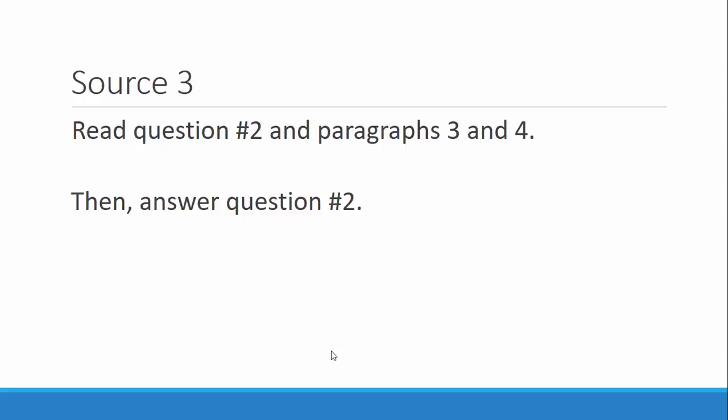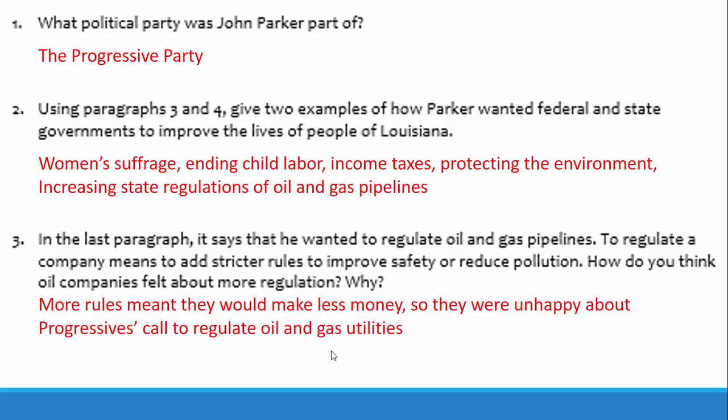All right, let's review number 2. Women's suffrage. Some of the things that he fought for were women's suffrage, like many other progressives, ending child labor, getting income tax, protecting the environment, and increasing state regulations of oil and gas pipelines. We talked about that in the notes. He wanted to regulate the oil and gas to make them less likely to pollute the earth or take advantage of people.